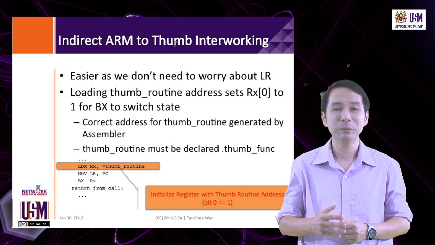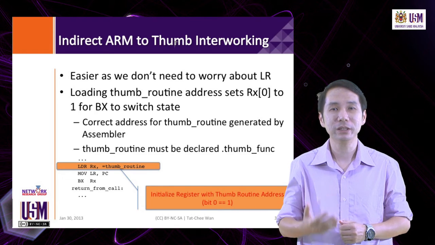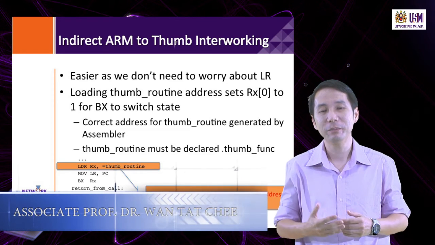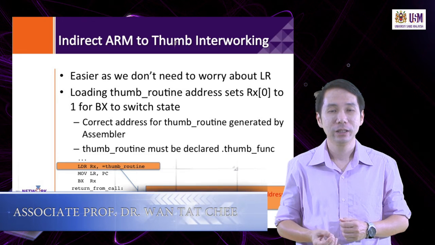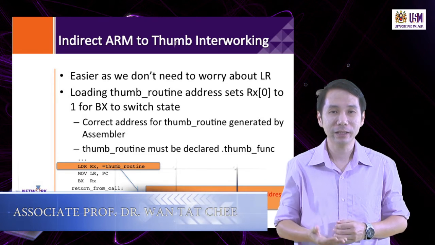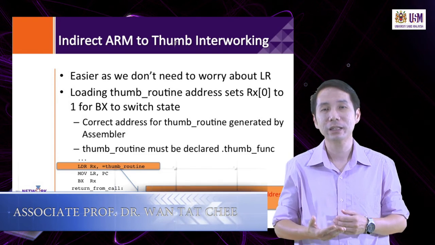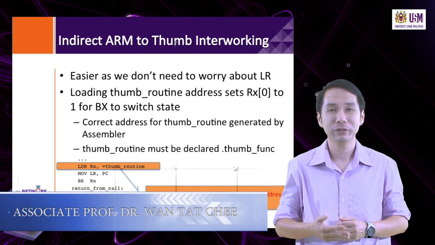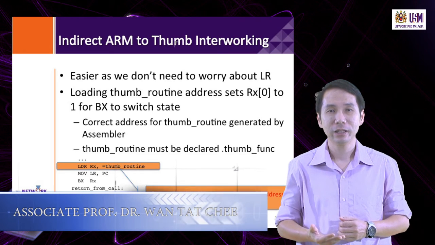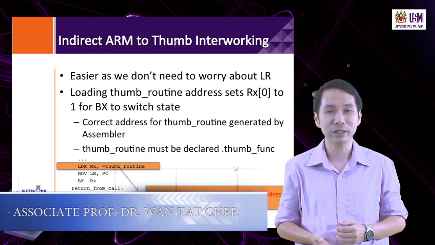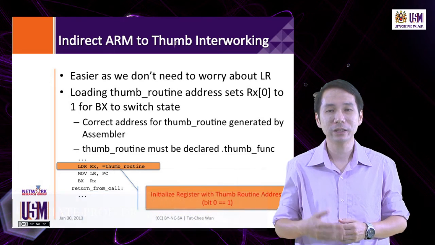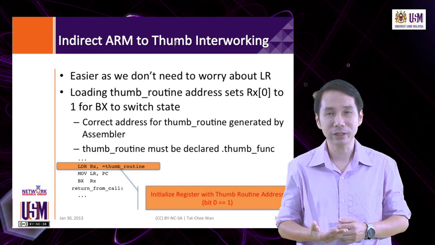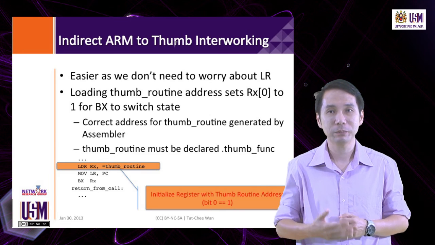Next, we look at how we perform the indirect ARM-to-Thumb interworking. This is actually a bit easier because we do not need to worry about the link register value. To do the indirect call, we first must load the thumb routine address into a register such as Rx. Now if you have defined the thumb routine correctly using a thumb func directive, then the assembler will convert the thumb routine address that we reference into a value that has the bit 0 set already.